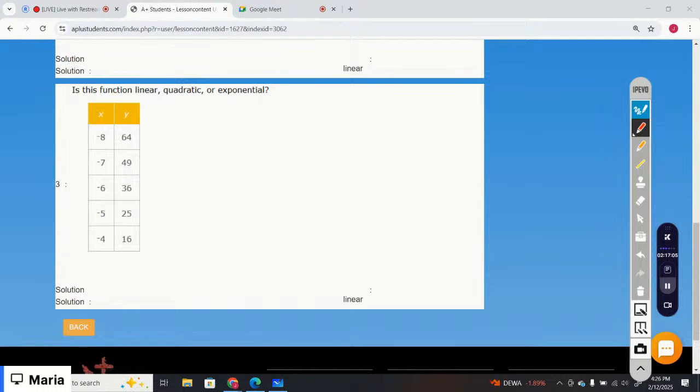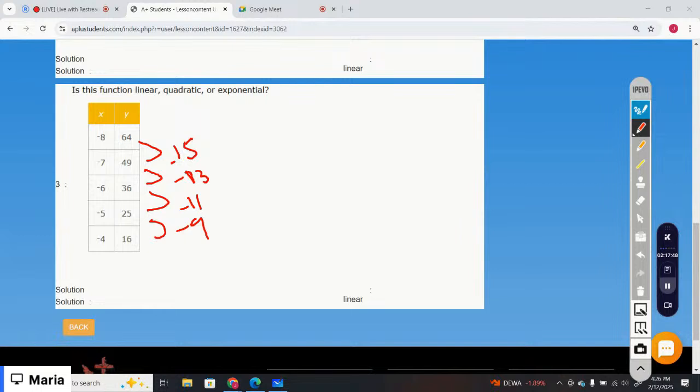So if the difference of the y values follows a pattern similar to the y values, that means the graph is exponential. So let's just see, 49 minus 64 is negative 15. 36 minus 49 is negative 13. 25 minus 36 is negative 11. And 16 minus 25 is negative 9.